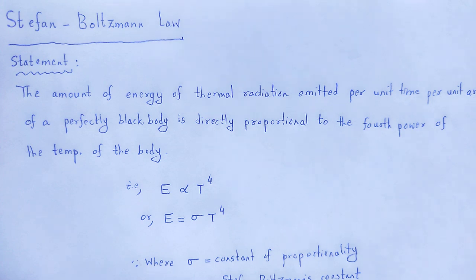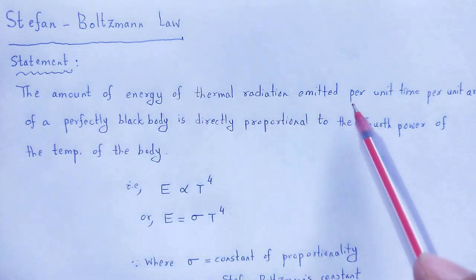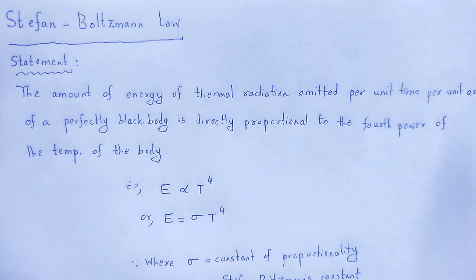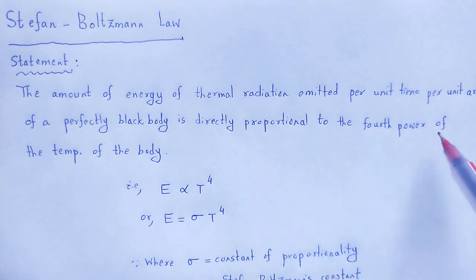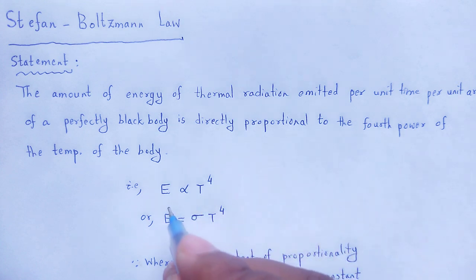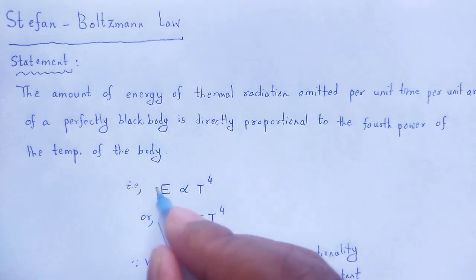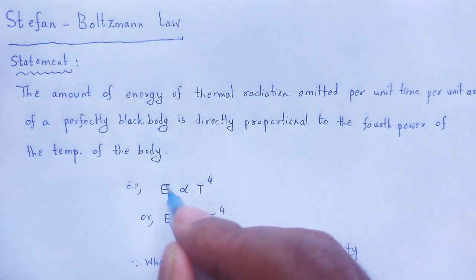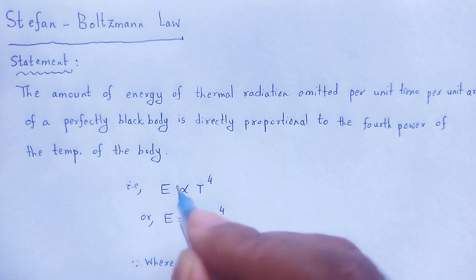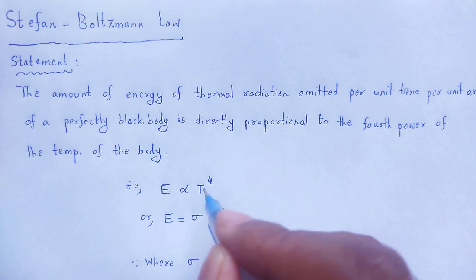Statement of Stefan-Boltzmann law. The amount of energy of thermal radiation emitted per unit time per unit area of a perfectly black body is directly proportional to the fourth power of temperature of that given body. Mathematically, E is directly proportional to T to the power fourth, whereas E is the amount of energy of thermal radiation emitted per unit time per unit area of a black body, and T is the temperature.